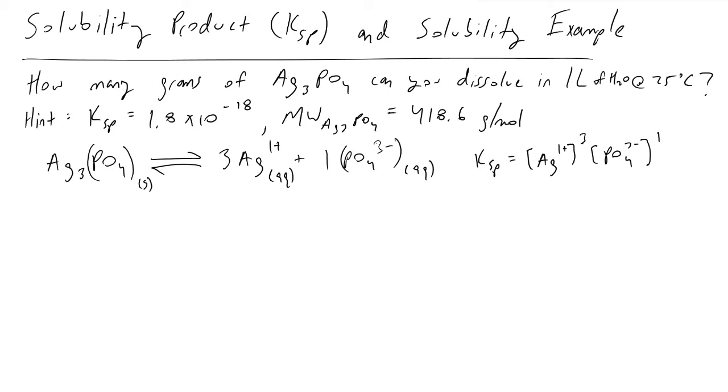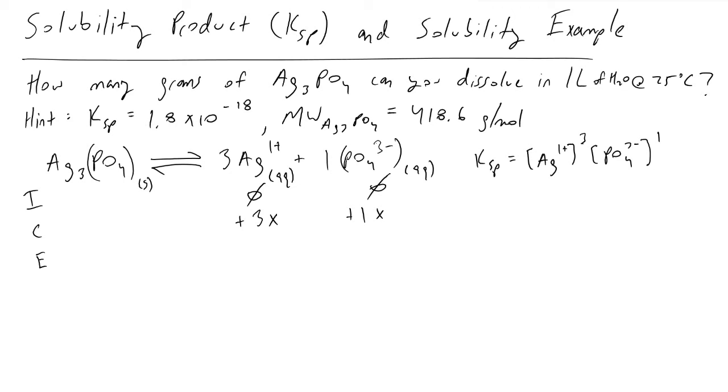Now, the next thing we're going to do is make an ICE table, and this will tell us the change of the concentration of each of our species. We know that initially I haven't dissolved any silver phosphate into the solution, so there's no silver or phosphate ions present, but per mole of silver phosphate that I dissolve, I will be forming 3 moles of silver ions and 1 mole of phosphate ions.